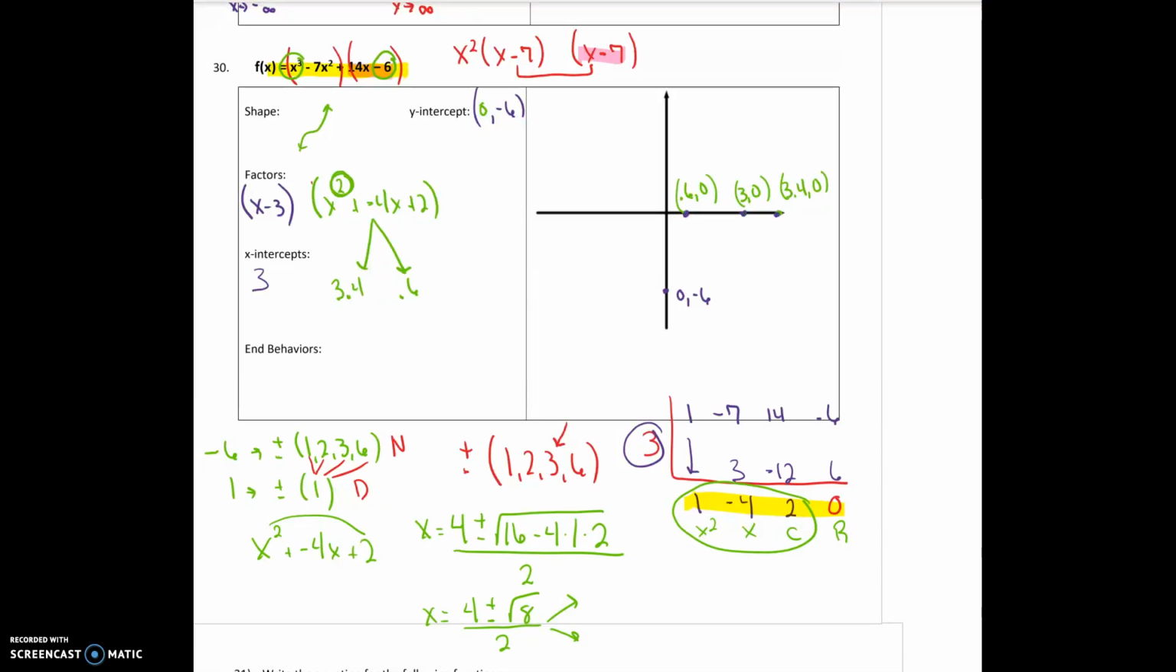So now I'm going to draw my end behavior. So I'm going to go to the left side of the graph and start with that it should be going down like it is right here. So here's the left side of the graph, the y-intercept. And then on the right side of the graph, it's going up.